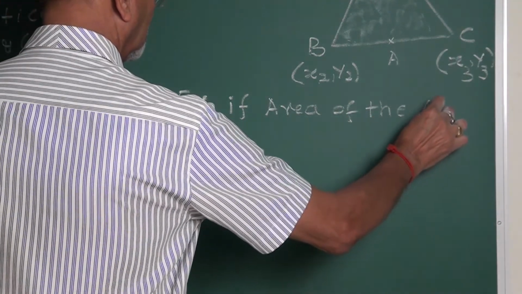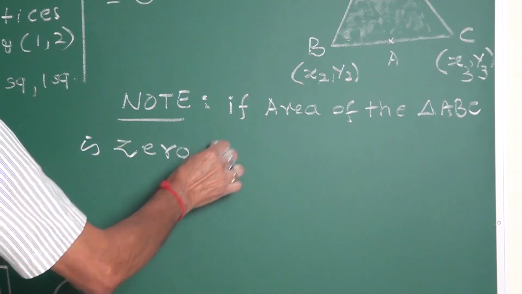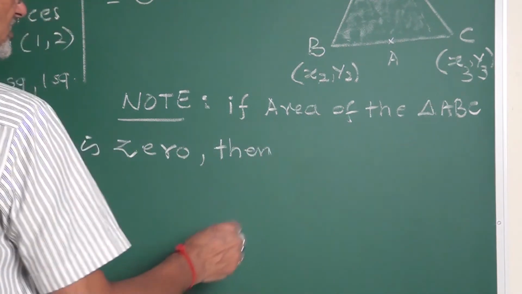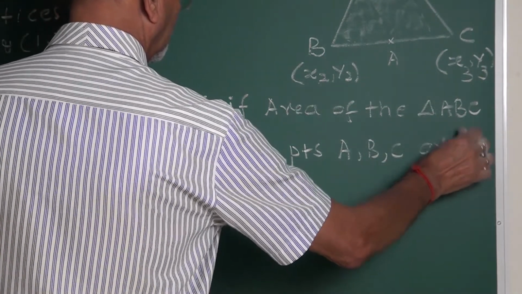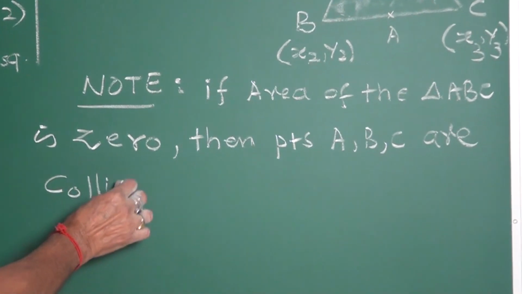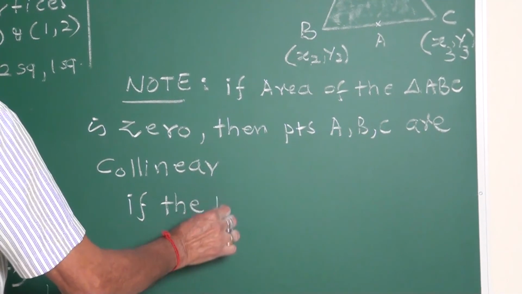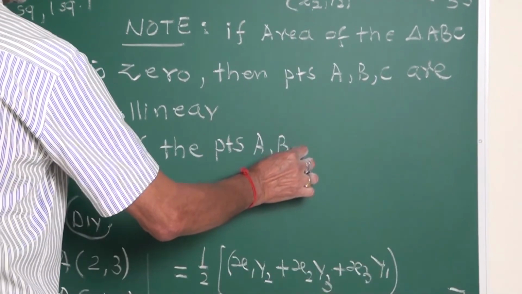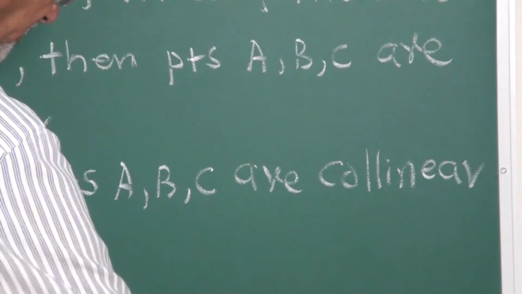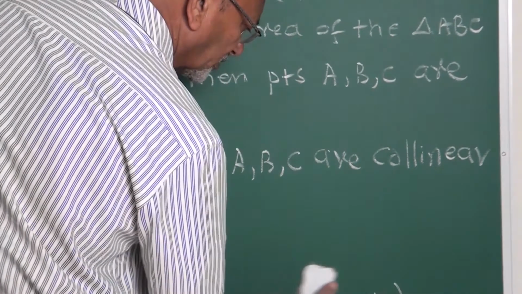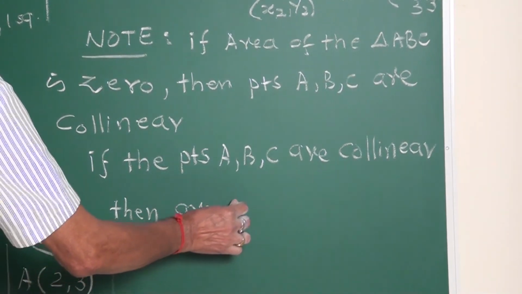Area of the triangle ABC is 0, then the vertices, means the points ABC are collinear. Conversely, if the points ABC are collinear, then the area of the triangle ABC is 0.